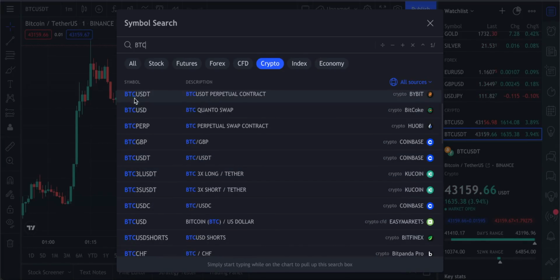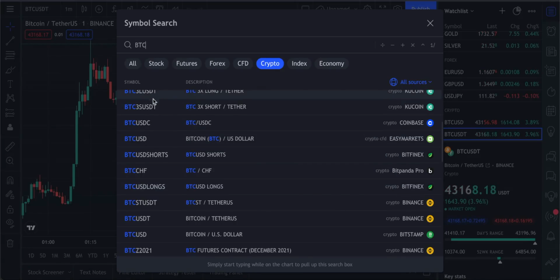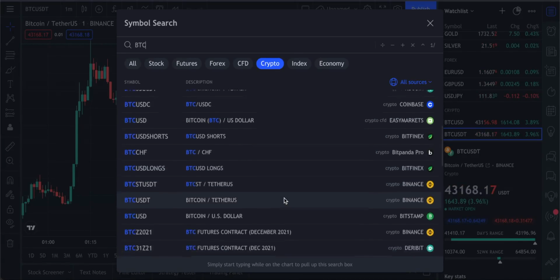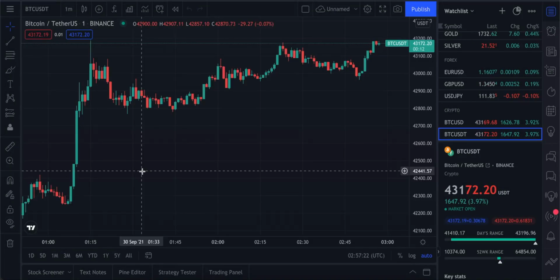trading. And in addition to this trading pair, you're going to want to look at the sources here on the right-hand side. These are the exchanges that are listing Bitcoin, and these are the trading pairs against Bitcoin. So I will be trading Bitcoin and Tether on Binance. You want to make sure that the source matches the exchange that you're going to be using to make these trades so that the information is as relevant as possible. So I'm going to go ahead and click on this and select it.